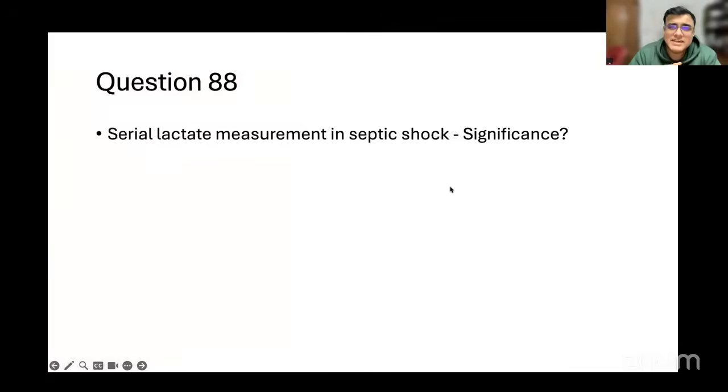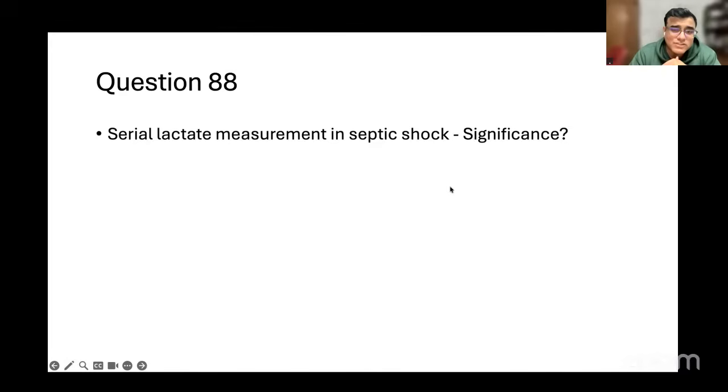Serial lactate measurement in septic shock, significance. So there are two significances. First, monitoring. It helps you know whether your therapy is working or not. If your lactate is reducing by at least 10 to 20% every 2 to 4 hours, then you know that your therapy is working. Also, it helps you prognosticate.